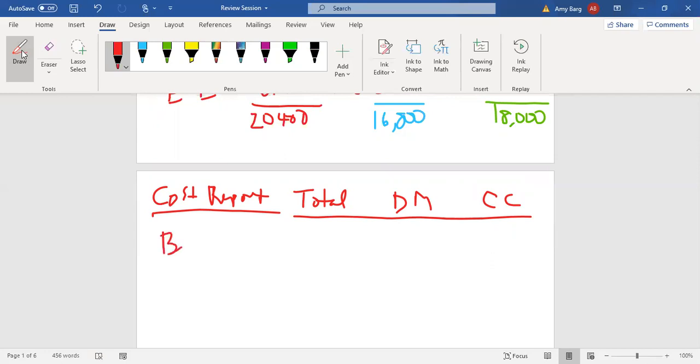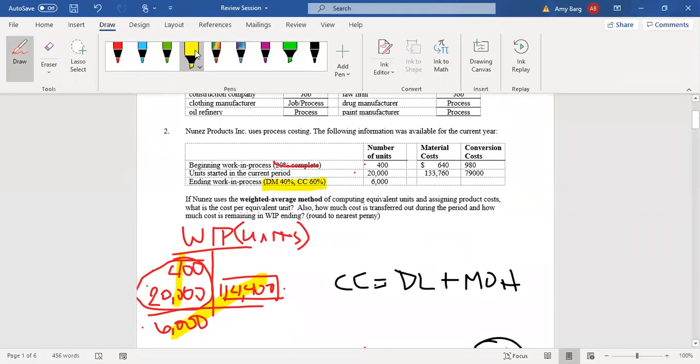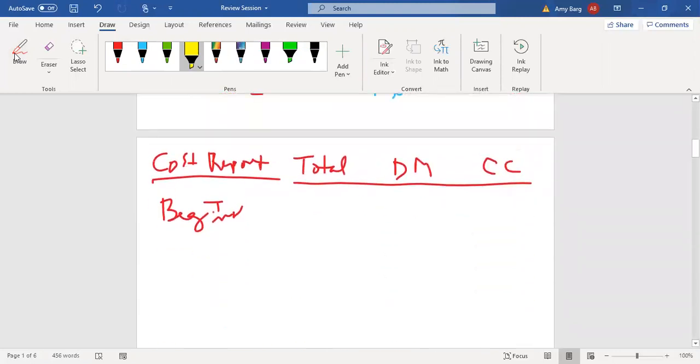We know from the facts that the beginning inventory, it tells us right here that we started with 640 for direct materials and 980 for conversion costs. So we'll just put that in. 640 for direct materials, 980 for conversion costs. If we add that up, that's how we get over here to 1620.